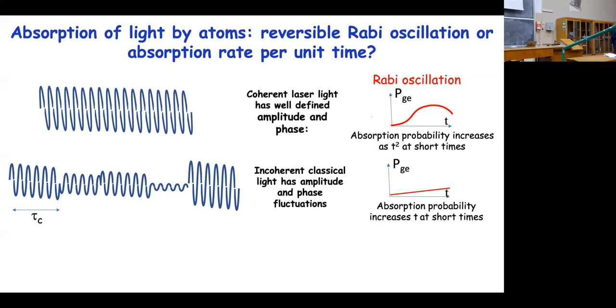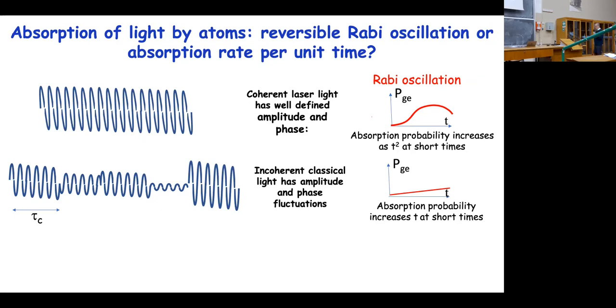And the light which comes from classical lamps has a very large bandwidth, several gigahertz, which means that tau c is a very short time, a time of the order of 10 to the minus 10, 10 to the minus 11 seconds. But 10 to the minus 10, 10 to the minus 11 seconds, it's a lot of periods. So you still have a train of radiation which for thousands of periods keeps its phase. And after a few thousand periods, it loses its phase and takes another phase.